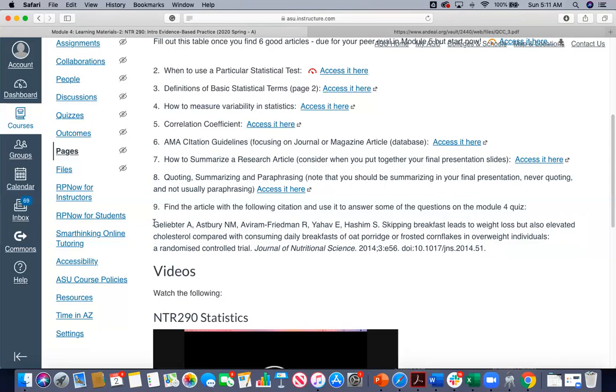So AMA is always author, last name, first initial, then the title of the article, then the title of the journal in italics, then the publication year, the volume, and the page range. So note that it goes year, semicolon, volume, colon, page range. And then the DOI for those electronic articles, which is probably most of your articles.